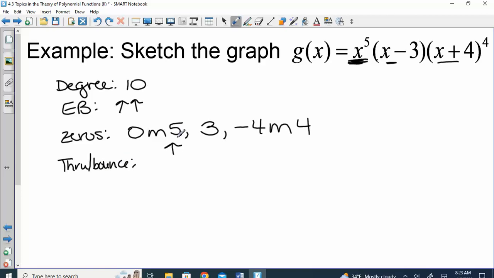Multiplicity of 5. 5 is odd, so it goes through. All right, 3 is just a multiplicity of 1. 1 is odd, so we go through. -4, multiplicity of 4. So 4 is even, so that one will bounce.